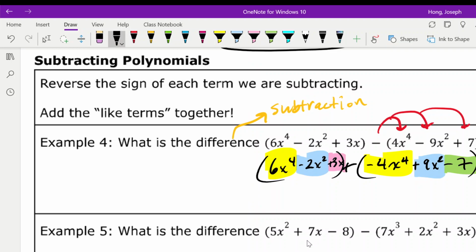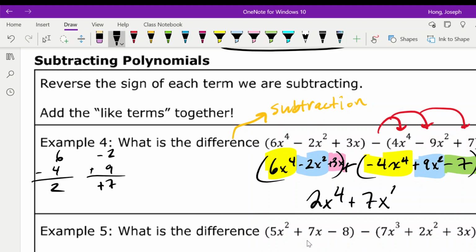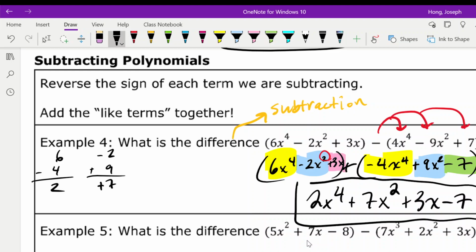So here we go. This is going to be 6 minus 4 equals 2. So it's going to be 2x to the power of 4. Negative 2 plus 9 is positive 7. So plus 7x squared, because this is a square right here. Plus 3x is by itself in pink. And this minus 7 is also in green by itself. So this is my final answer.